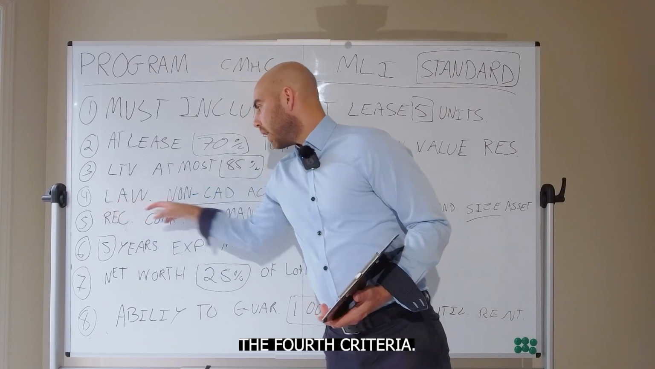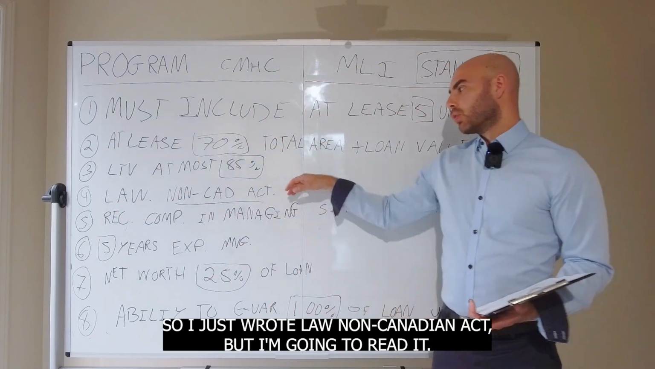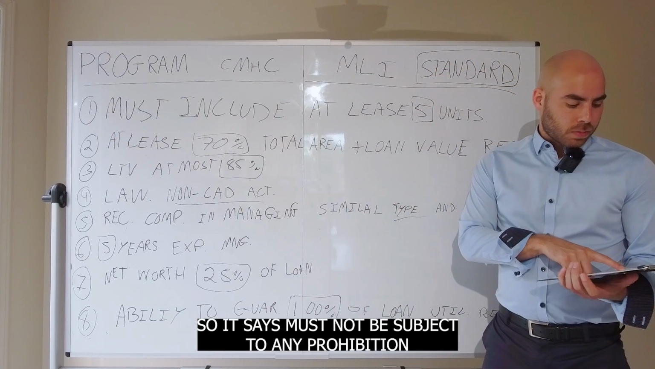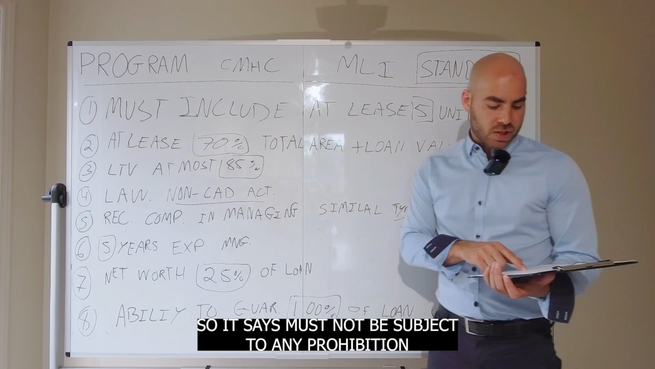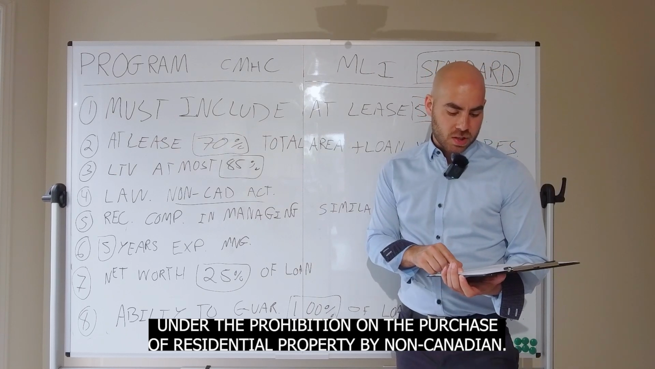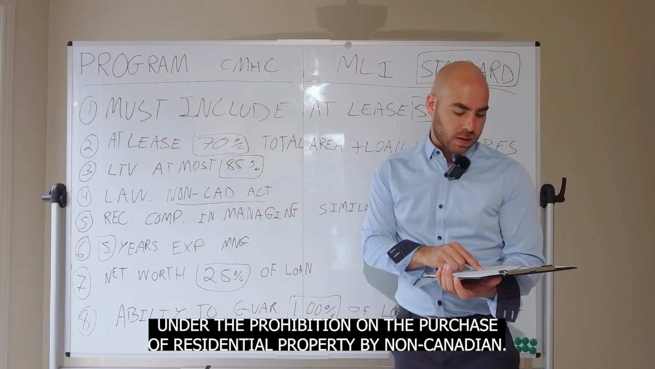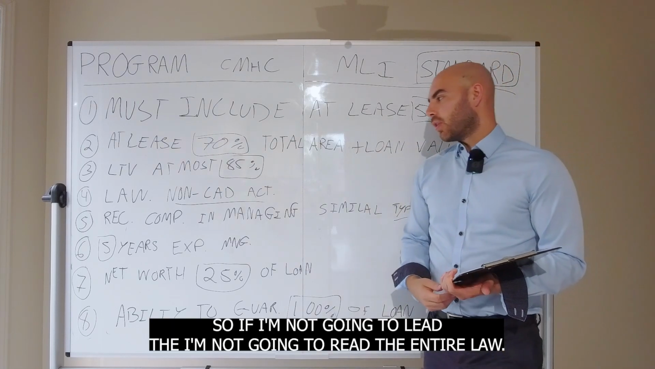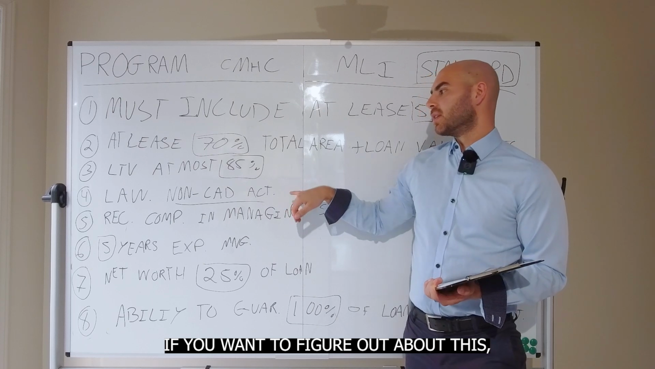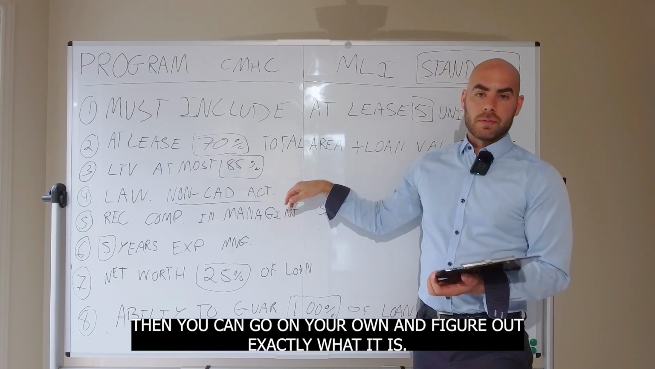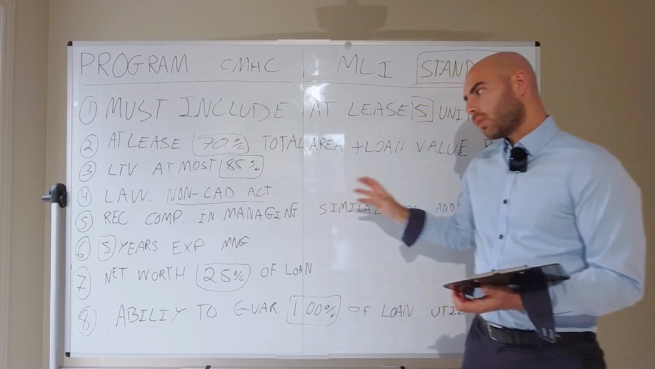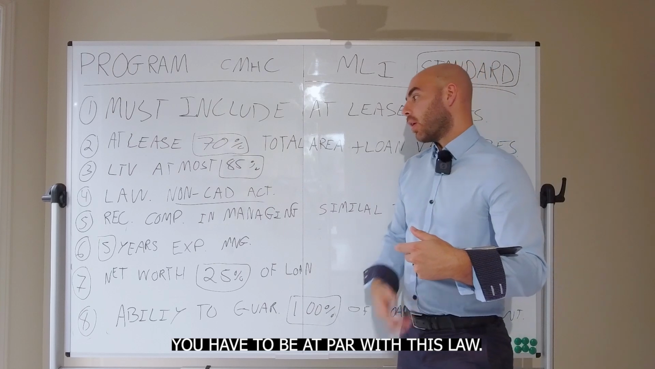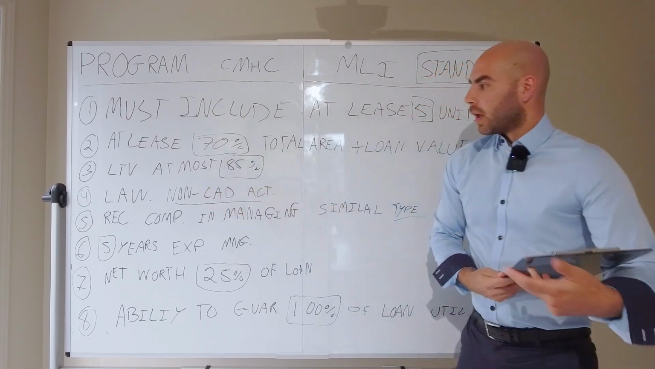The fourth criterion, I just wrote "law, non-Canadian act," but I'm going to read it. It says the property must not be subject to any prohibition under the Prohibition on the Purchase of Residential Property by Non-Canadians Act. I'm not going to read the entire law. If you want to find out about it, you can go on your own and figure out exactly what it is. Basically, it just means that you have to be in compliance with this law.